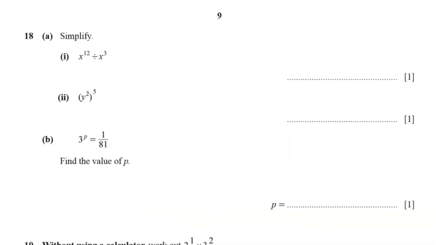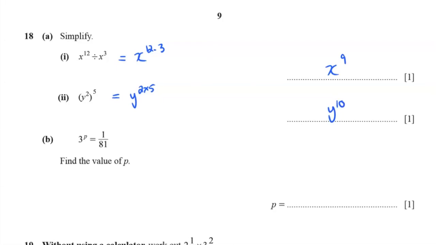Okay, simplify. So we're using index laws here. When you're dividing, you subtract the powers. So this would become x to the 12 minus 3, and 12 minus 3 is 9. You got that correct. When we have brackets with a power raised to a power, we multiply them, and so it would become y to the 2 times 5. What's outside the brackets gets distributed to everything inside the brackets. But if there is a power, you multiply, so that becomes y to the 10.